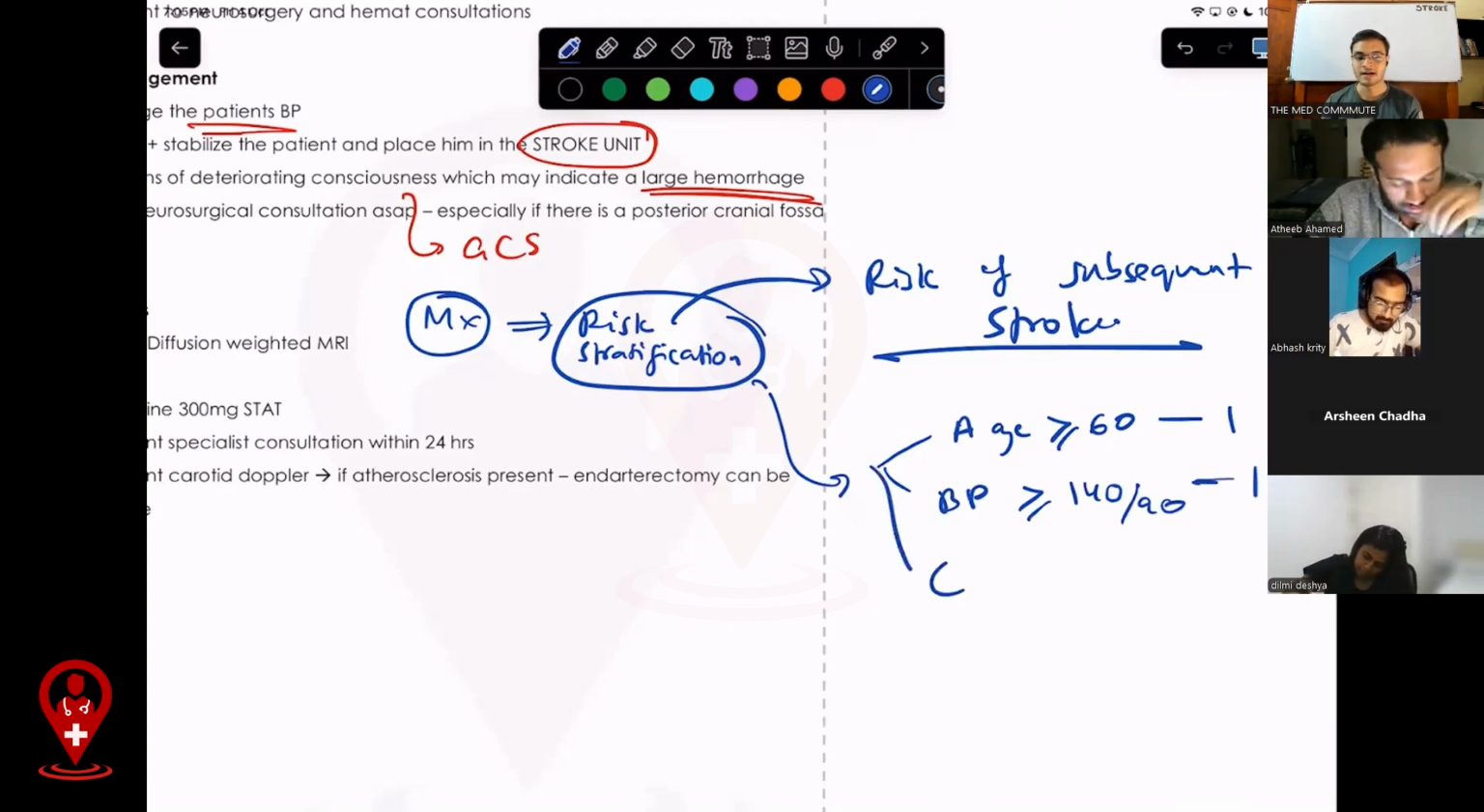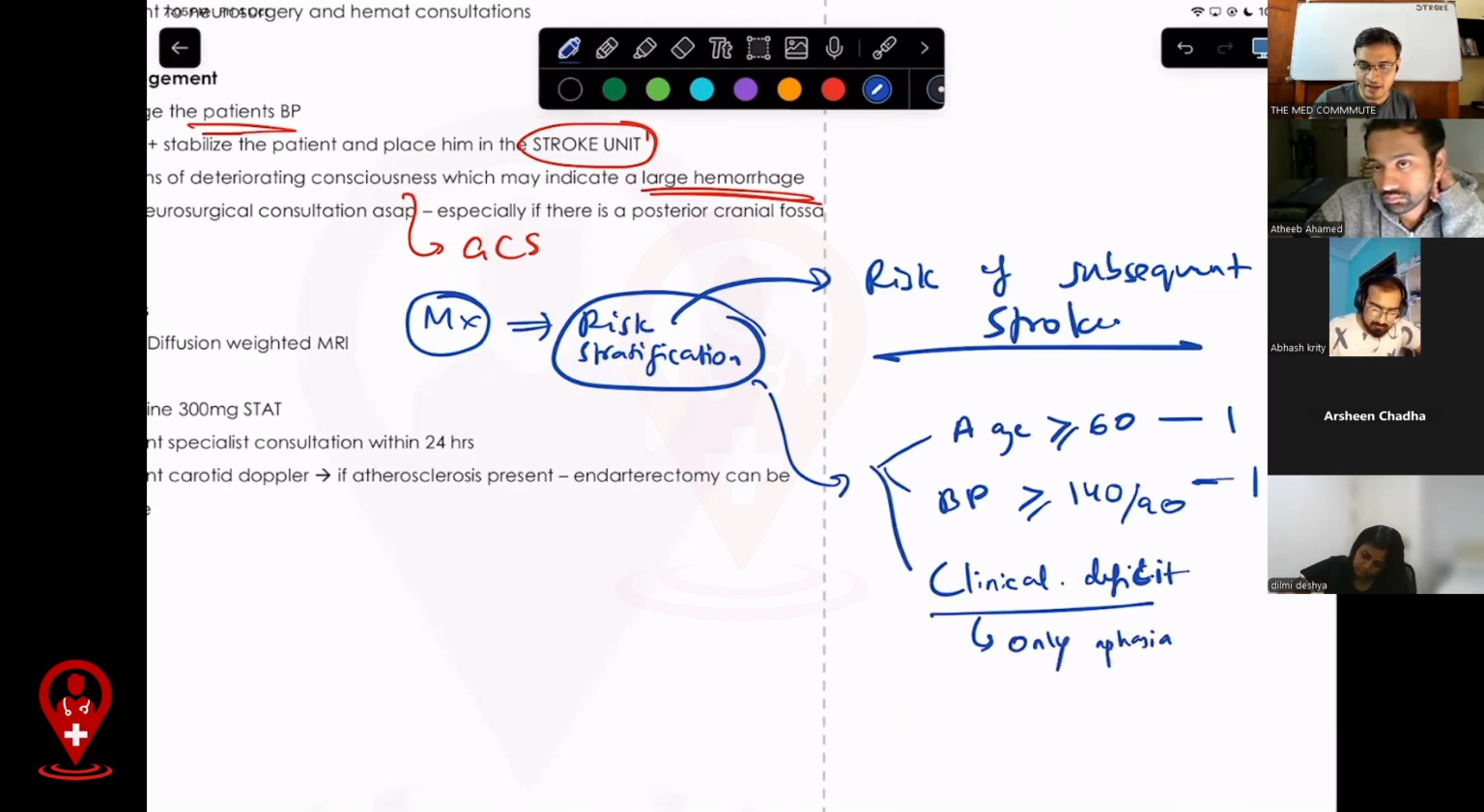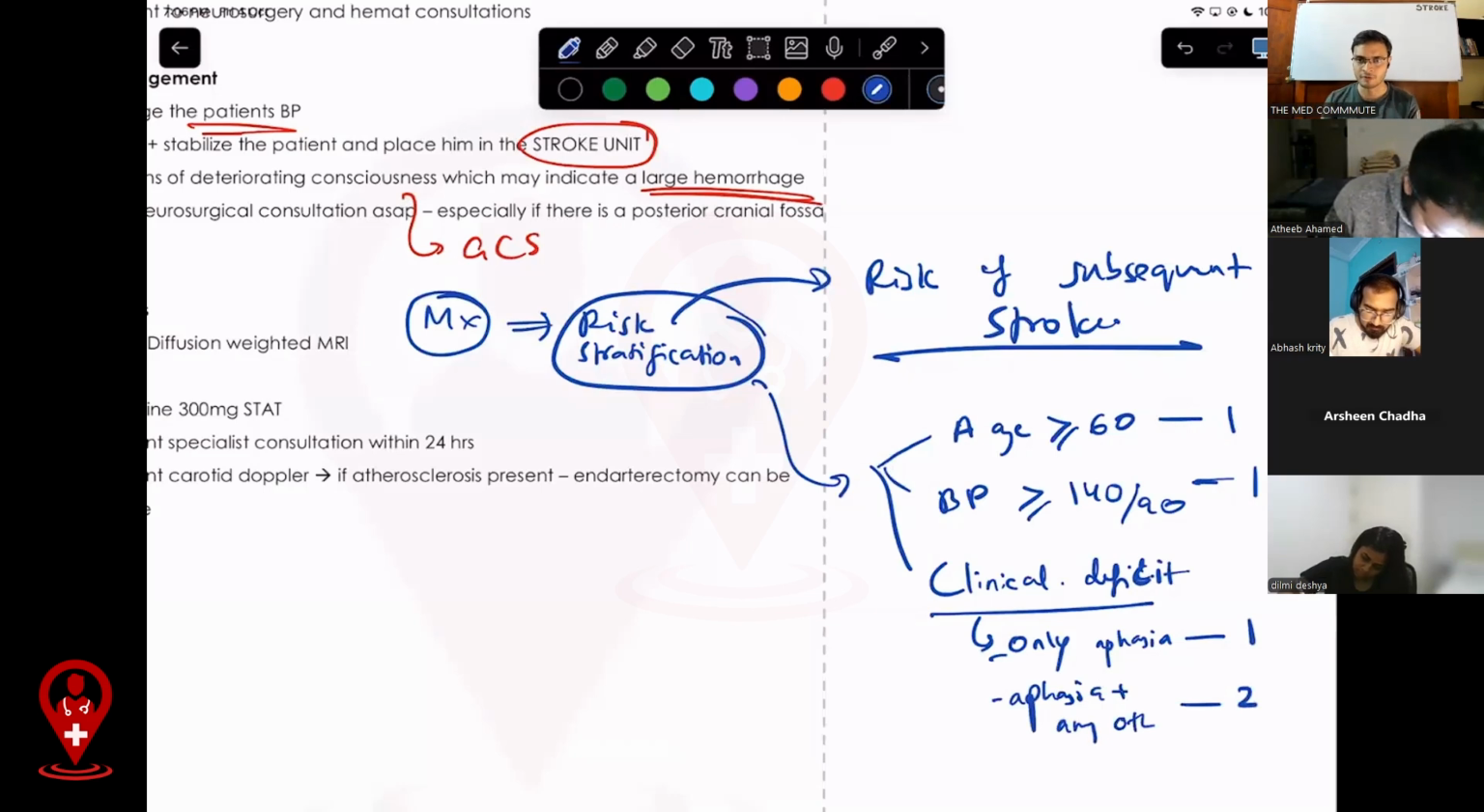Then we have C, right? What is this? Clinical deficit. That means what we see clinically. Here, guys, it's very specific to the scoring system. These, they are found from research. Okay? Clinical deficit, if it is only aphasia, only aphasia, the patient gets 1 point. 1 point. Okay. Right? If he's having aphasia plus any other neurological deficit, sensory, motor, whatever, any other neurological deficit, he gets a score of 2 there. He gets a score of 2.